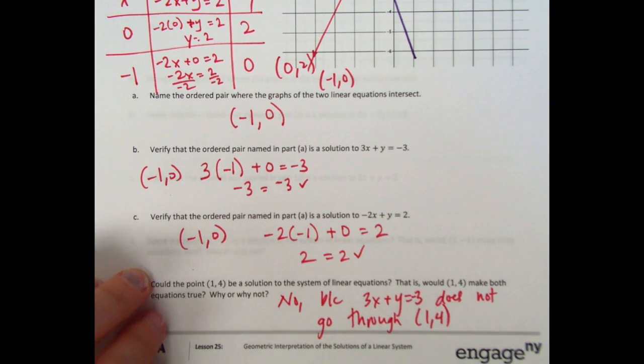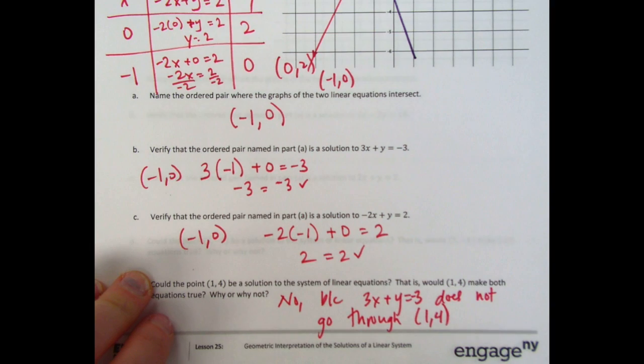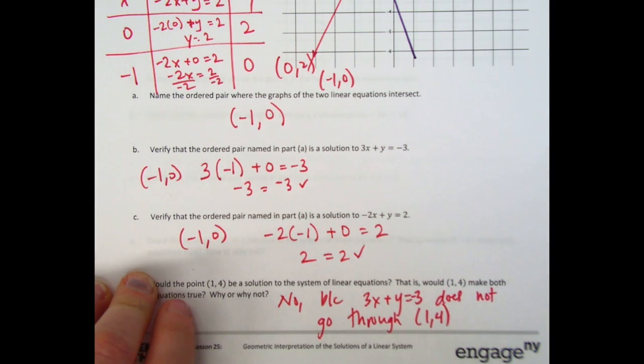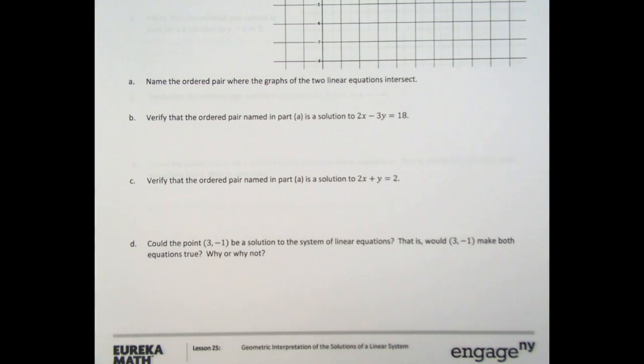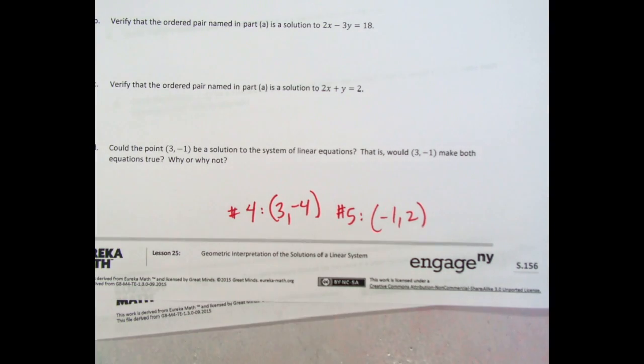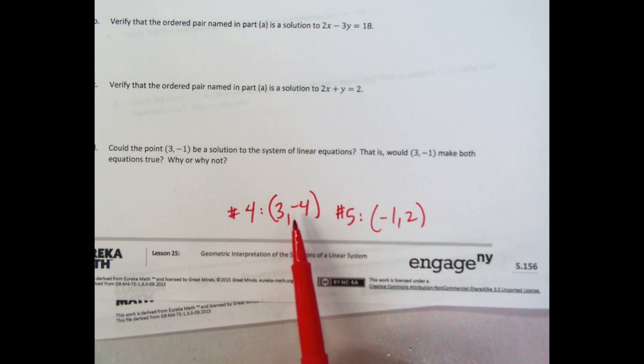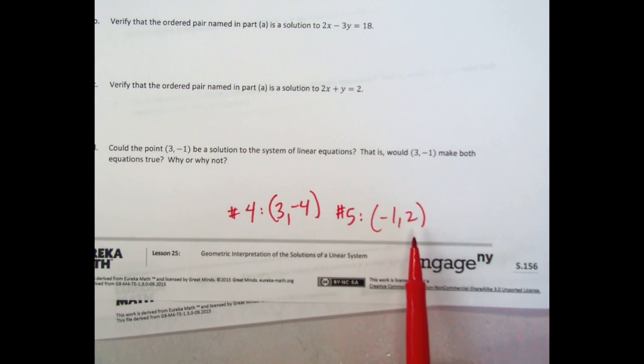So I'm going to post the last 2 answers, and then that's it. Here are the intersection points for number 4 and number 5. There you go.